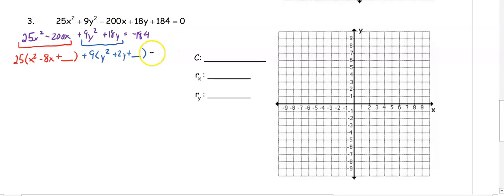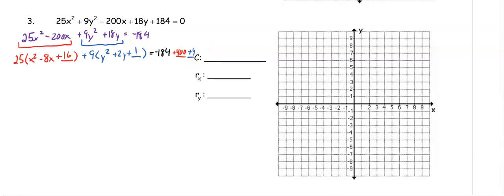equals -184. So for our x term, half of -8 is -4. Squared is 16. 25 times 16 gets us 400 that we're going to add to the other side. And then with the y's, half of 2 is 1, squared is 1. 9 times 1 gets us 9 to add to the other side.